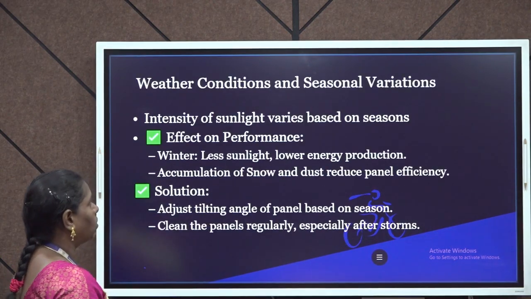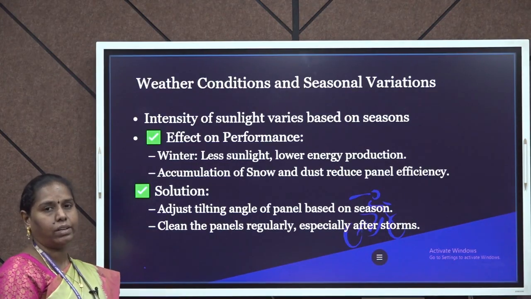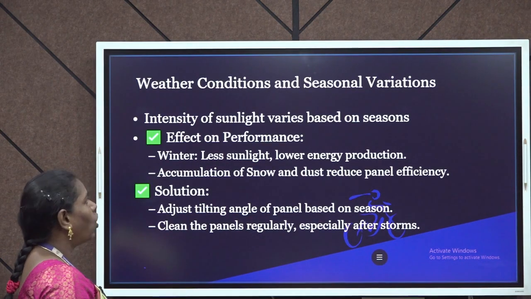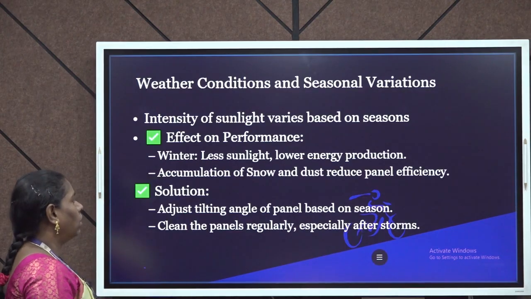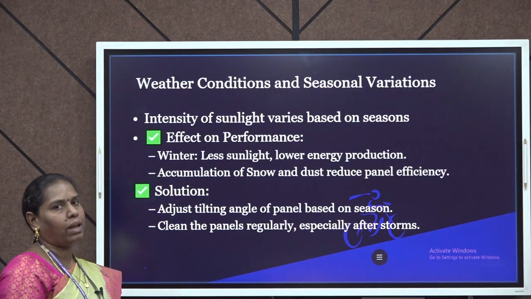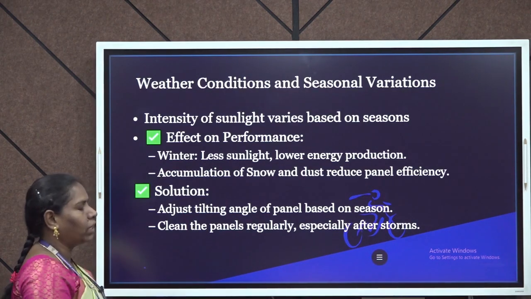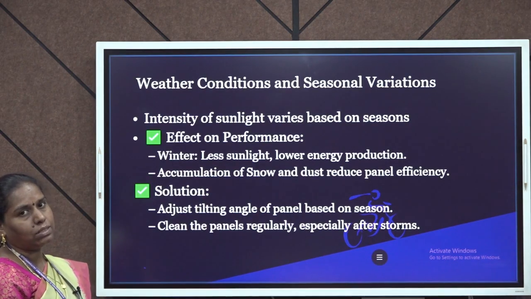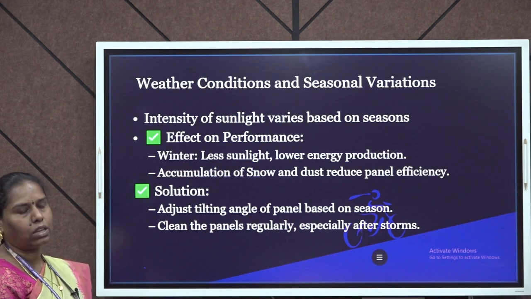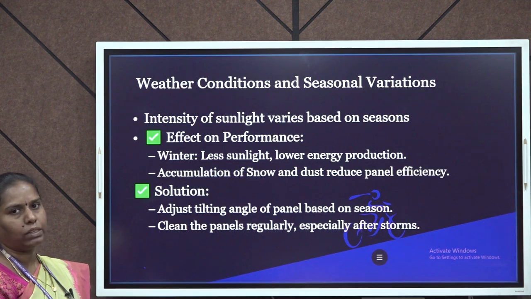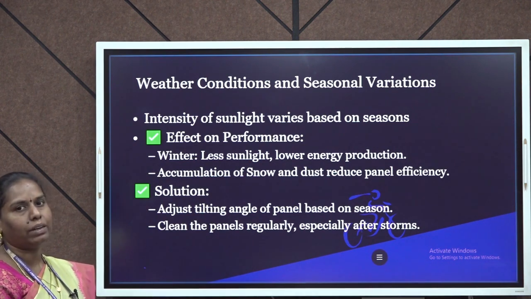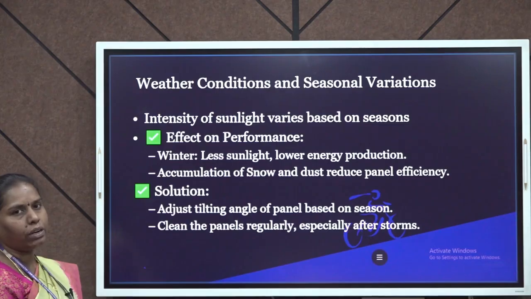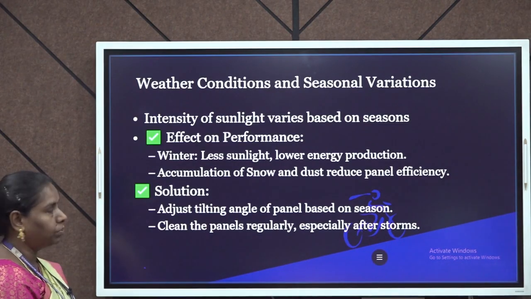And the second parameter is weather condition and seasonal variations. We couldn't control the weather as well as seasonal variations. For that, we can adjust the tilt angle of a panel based on the seasons, or we can clean the panels regularly, especially after storms. Since during storm conditions, the panels accumulate dust, that will have a negative impact on power generation. So, that can be avoided by cleaning the panels regularly.